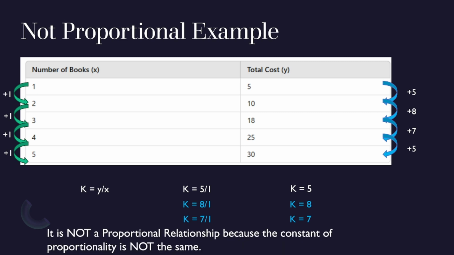It means it is not a proportional relationship because the constant of proportionality is not the same. So you can see right here we have 3 different values. So when you have 3 different values, then you'll know off the bat that it is not a proportional relationship.